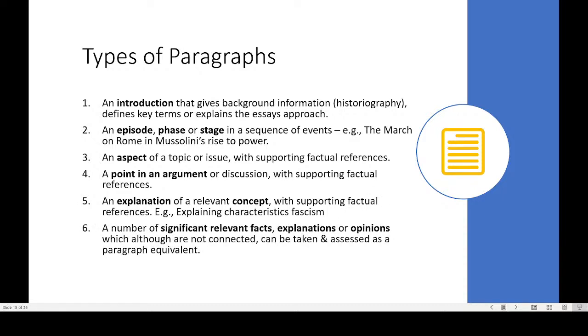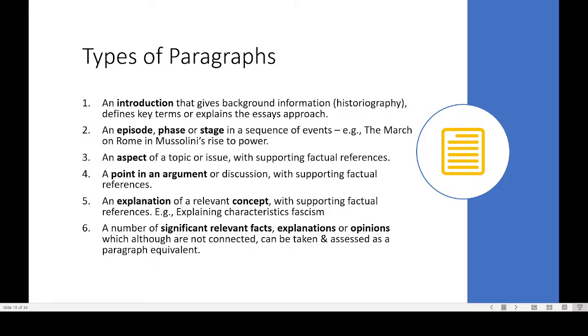Number 6, we could have a number of significant relevant facts, explanations, or opinions, which, although not connected, can be taken and assessed as a paragraph equivalent. And this one's really important for you guys to understand: the examiner isn't trying to catch you out. So number 6 in this type of paragraph gives the examiner a very wide scope to choose or interpret what a paragraph is within your essay.